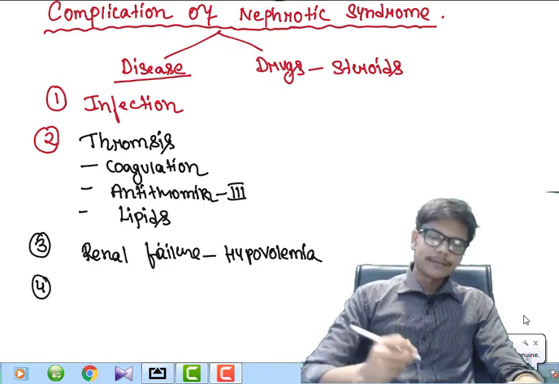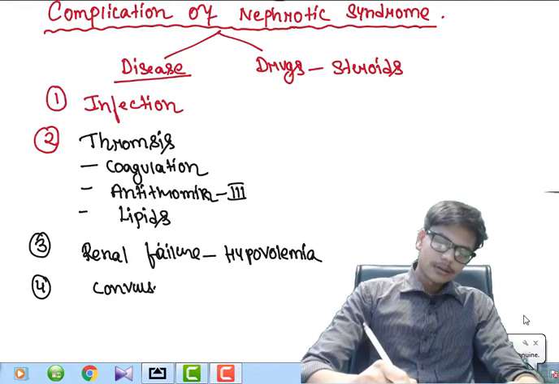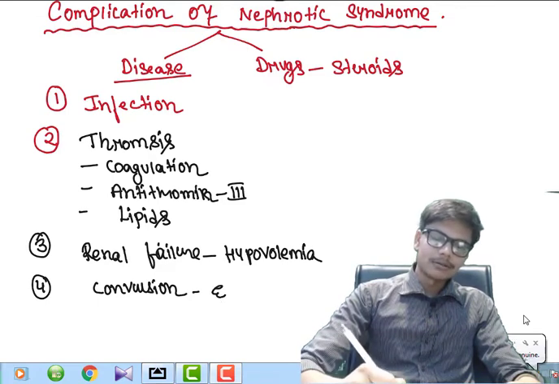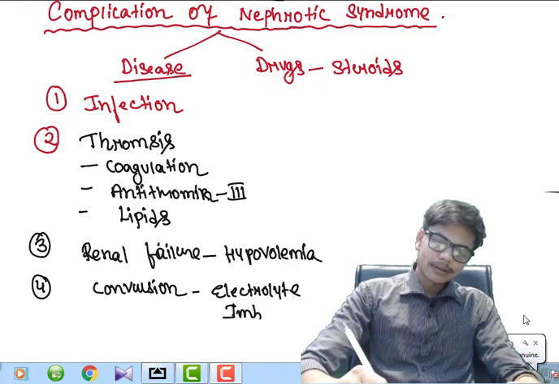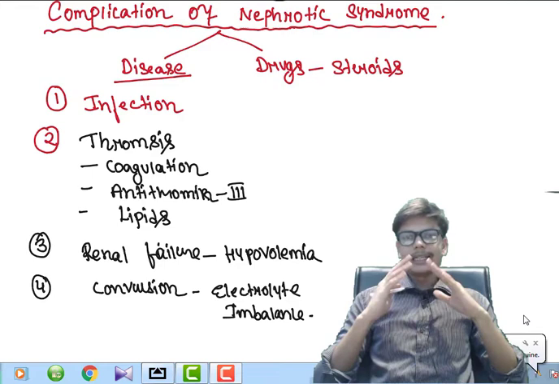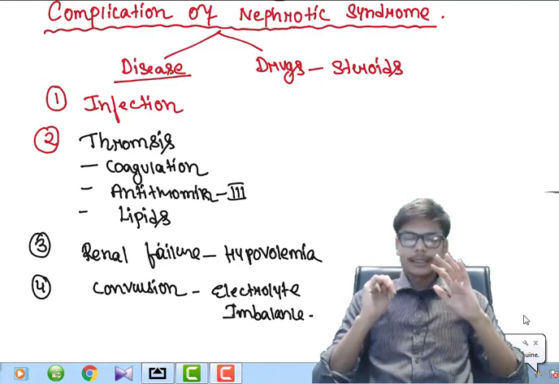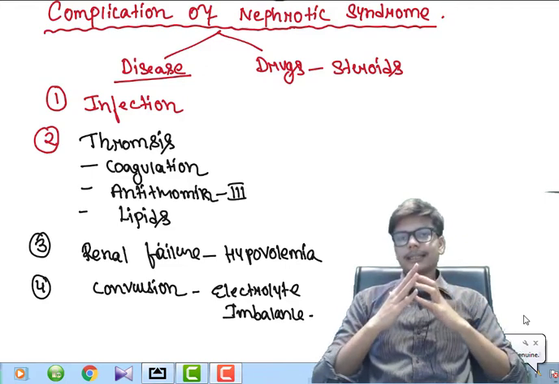If the person with nephrotic syndrome is having convulsion, it can be attributed to electrolyte imbalance due to nephrotic syndrome. Due to renal failure, there will be electrolyte imbalance, which can lead to convulsion in a patient with nephrotic syndrome. In addition, if cerebral vein thrombosis occurs, convulsion will be one of the clinical features.